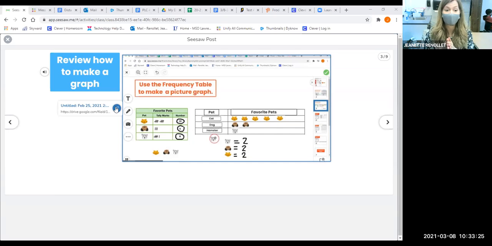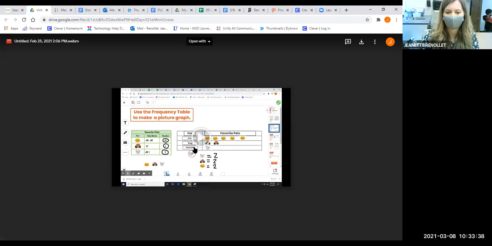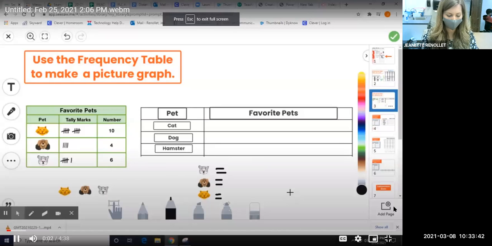Today is your test. You're going to be making a graph just like this video will show. So you are watching and listening to see the example. How can we make a graph? Use the frequency table to make a picture graph.